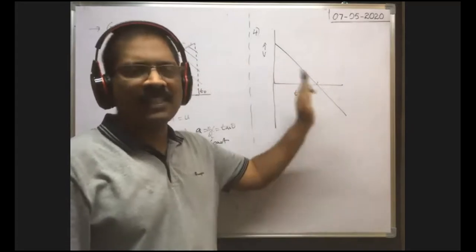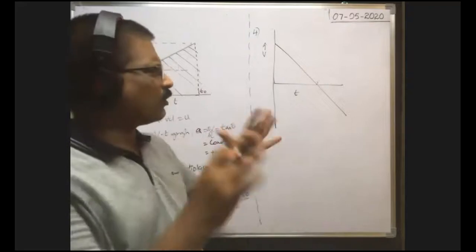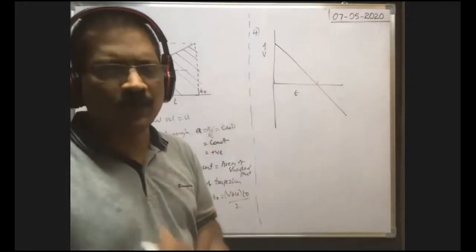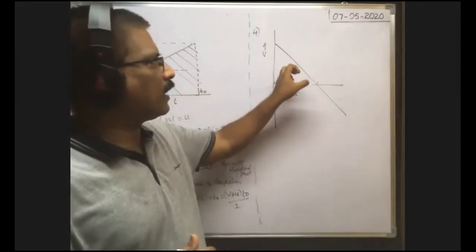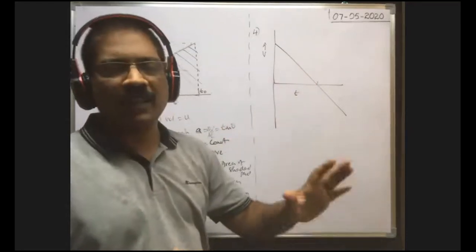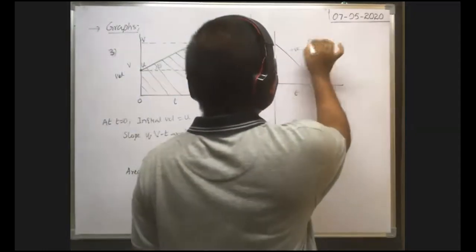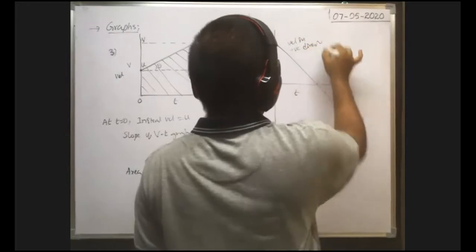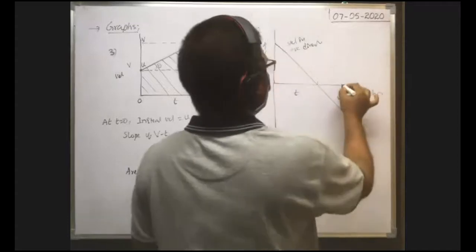So this graph represents a body projected vertically upwards. Whether it is projected upwards or downwards doesn't matter to us. Here, from this point to this point, the body has velocity in the positive direction. From this point onward, the body has velocity in the opposite or negative direction.